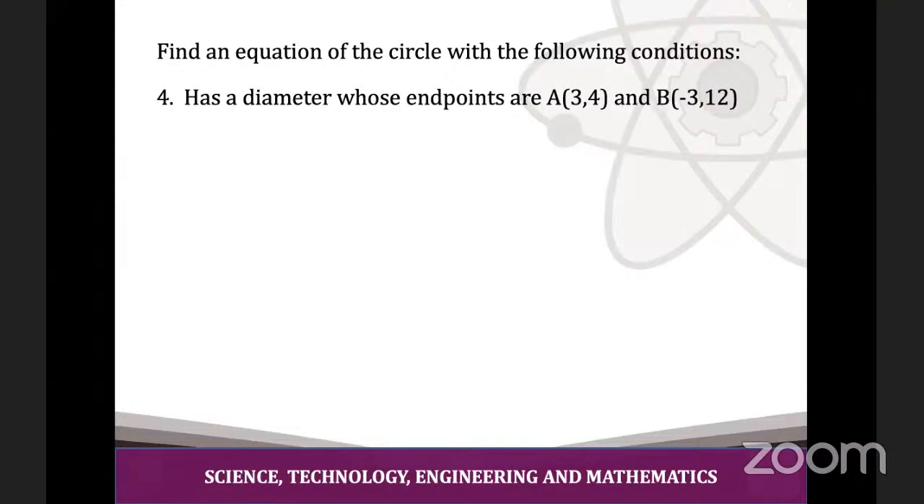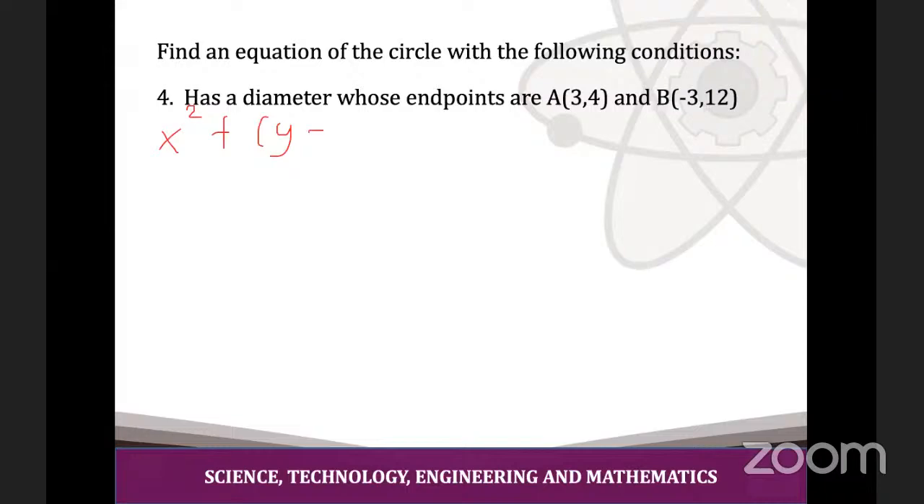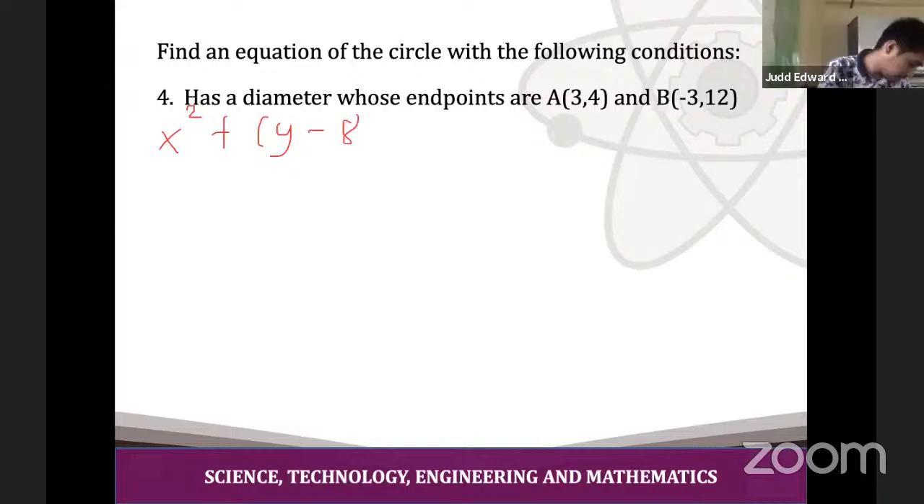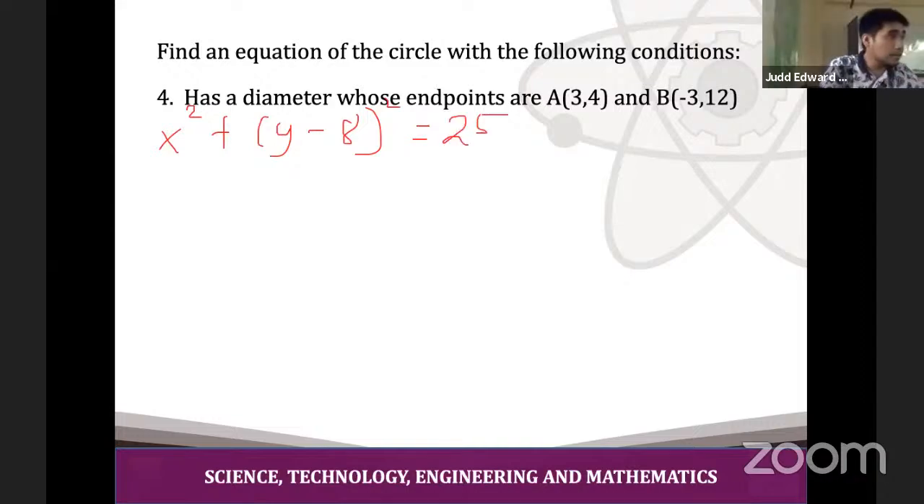My answer is x squared plus y minus 8 quantity squared equals 25. Your answer is x squared plus y minus 8 quantity squared is equal to 25. Okay, let's try to find out if this is the correct answer. So how did you come up with this answer, Mr. Dizon?